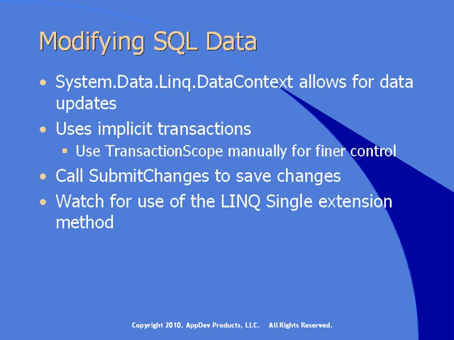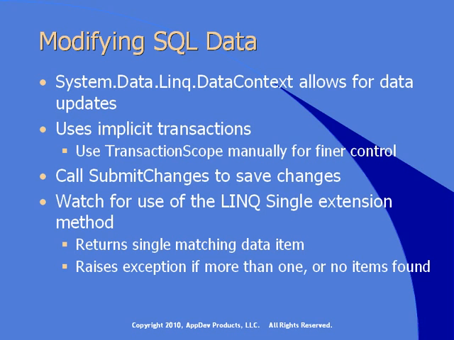Now we're going to use the LINQ single extension method as part of this demonstration. The way the single extension method works is it returns a single matching data item. Normally, a query returns a collection of items. I want to be able to work on a single return value, not a collection, and the single method returns a product or a customer or a category or some combination of those. And it raises an exception if the query returns more than one value or zero values.